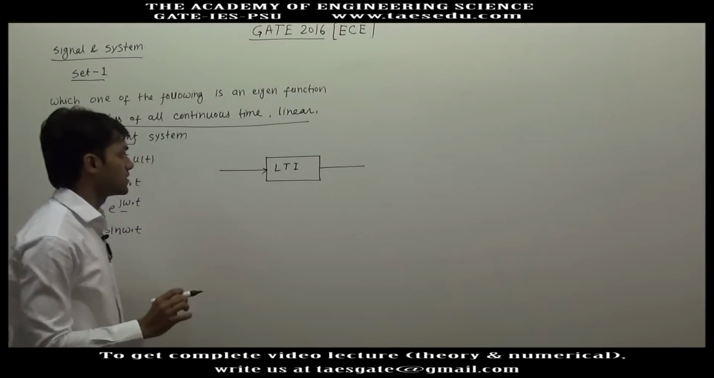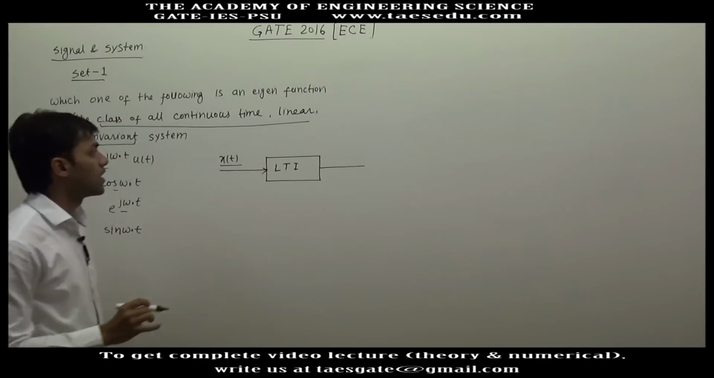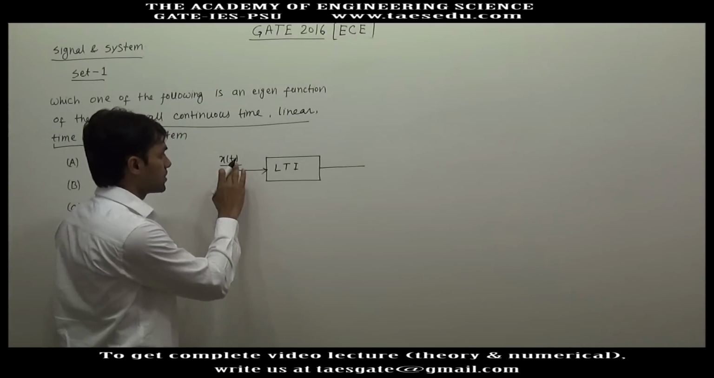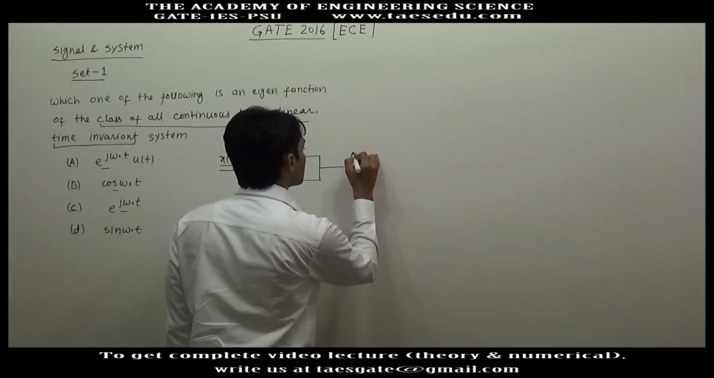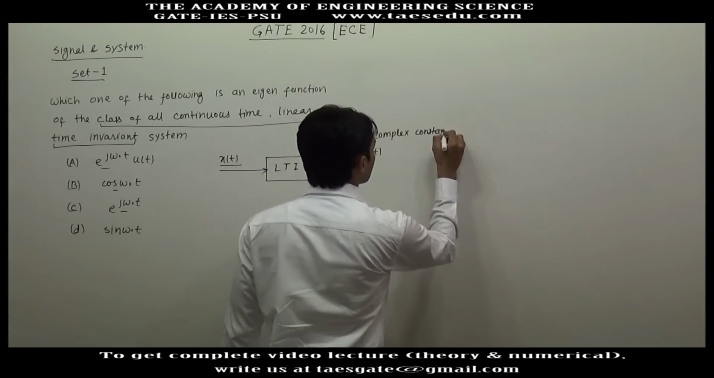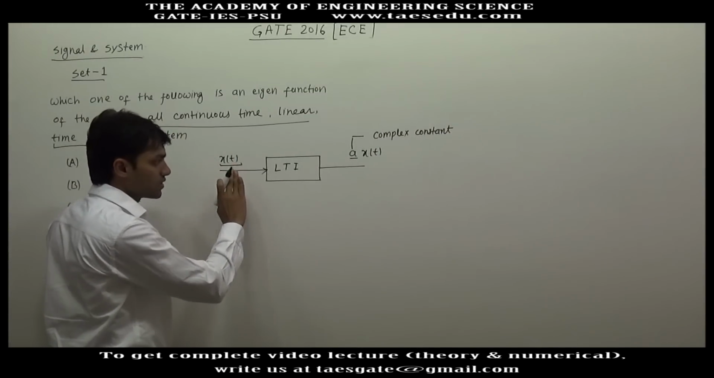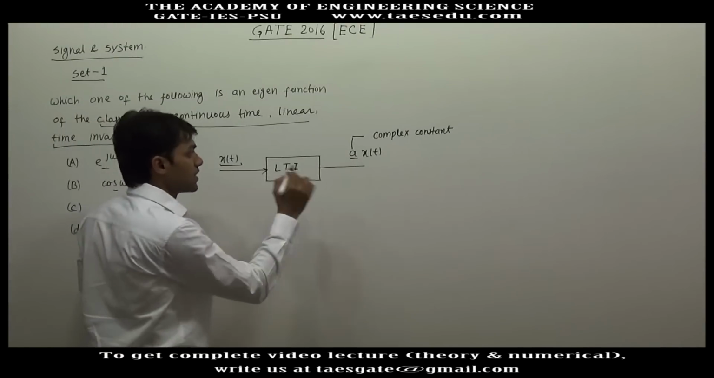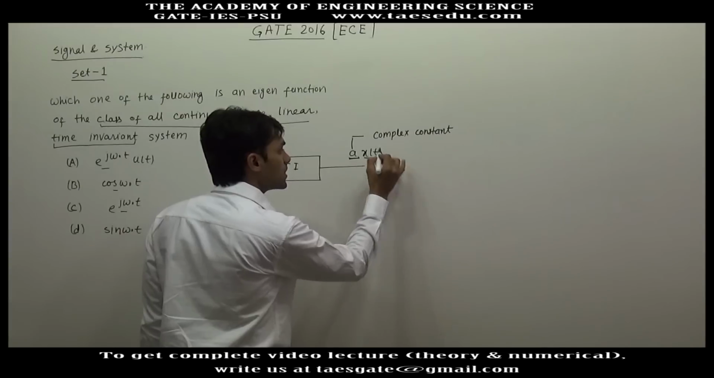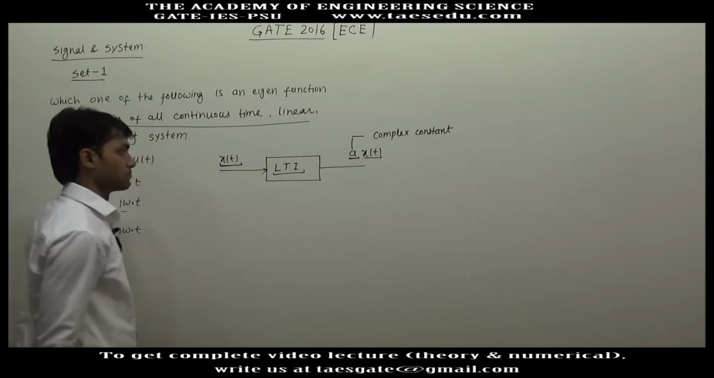For an LTI system, an input x(t) will be called an eigenfunction of this system if for this input the output is some constant a times x(t), where a may be a complex constant. For any input x(t), if this function is given as input to an LTI system and the output is a constant multiplied by the same input, this input will be called an eigenfunction of this system.